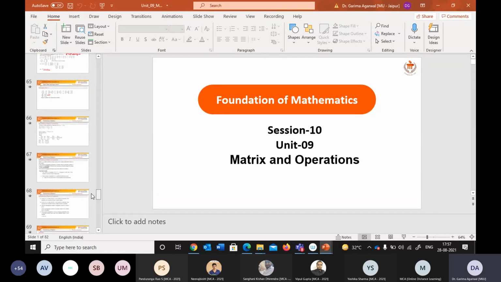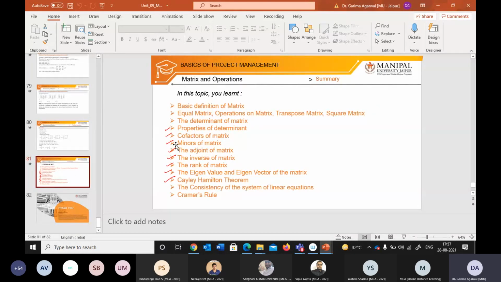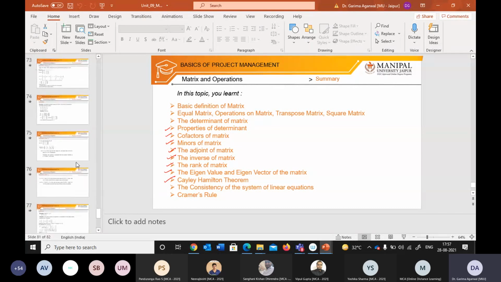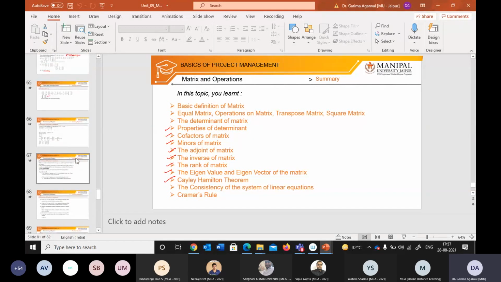In my previous lecture, we have discussed these points, that is determinant, cofactor, minor, adjoint, inverse, rank of matrix, eigenvalue, eigenvector, and Cayley-Hamilton theorem. Now today we'll discuss consistency of this system.